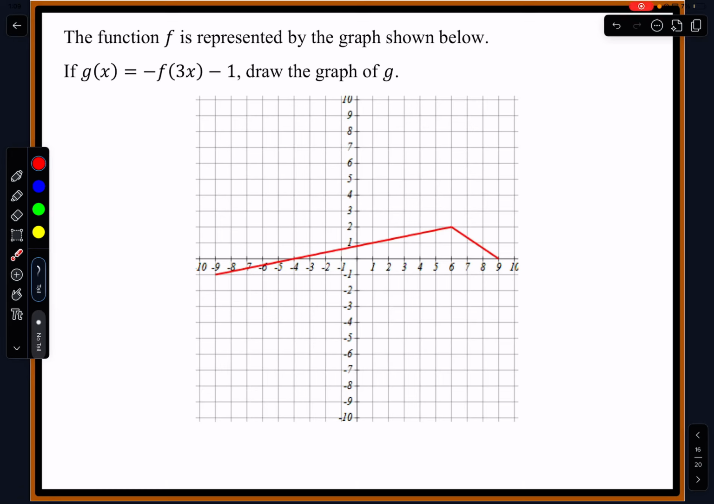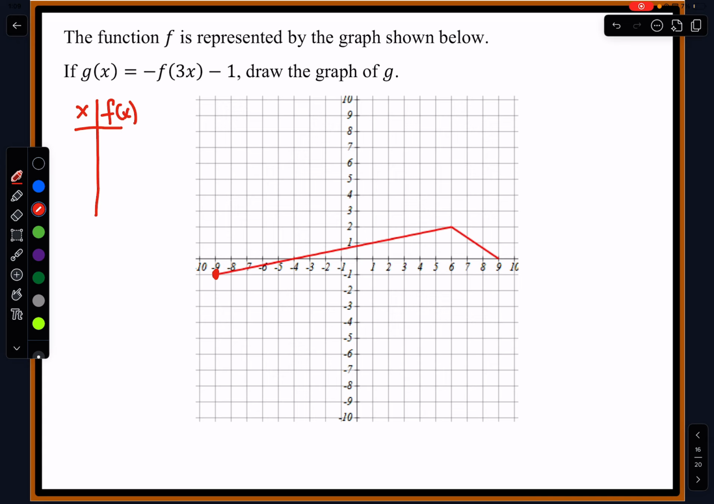In this example, we have that f is represented by the graph shown below, and we want to draw the graph of g, I'm sorry, we want to draw the graph of g performing these operations to f, to this graph right there. So to do this, I start by first identifying what the x and y values are to this function.